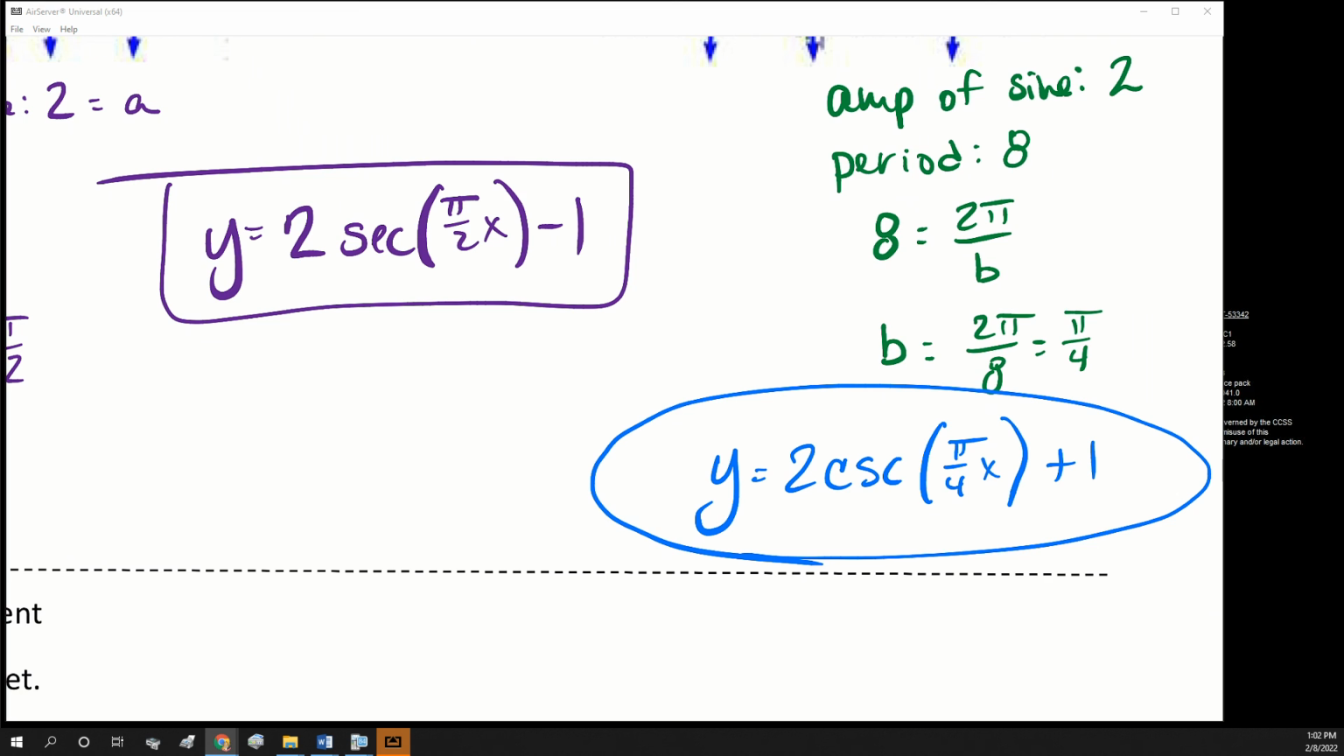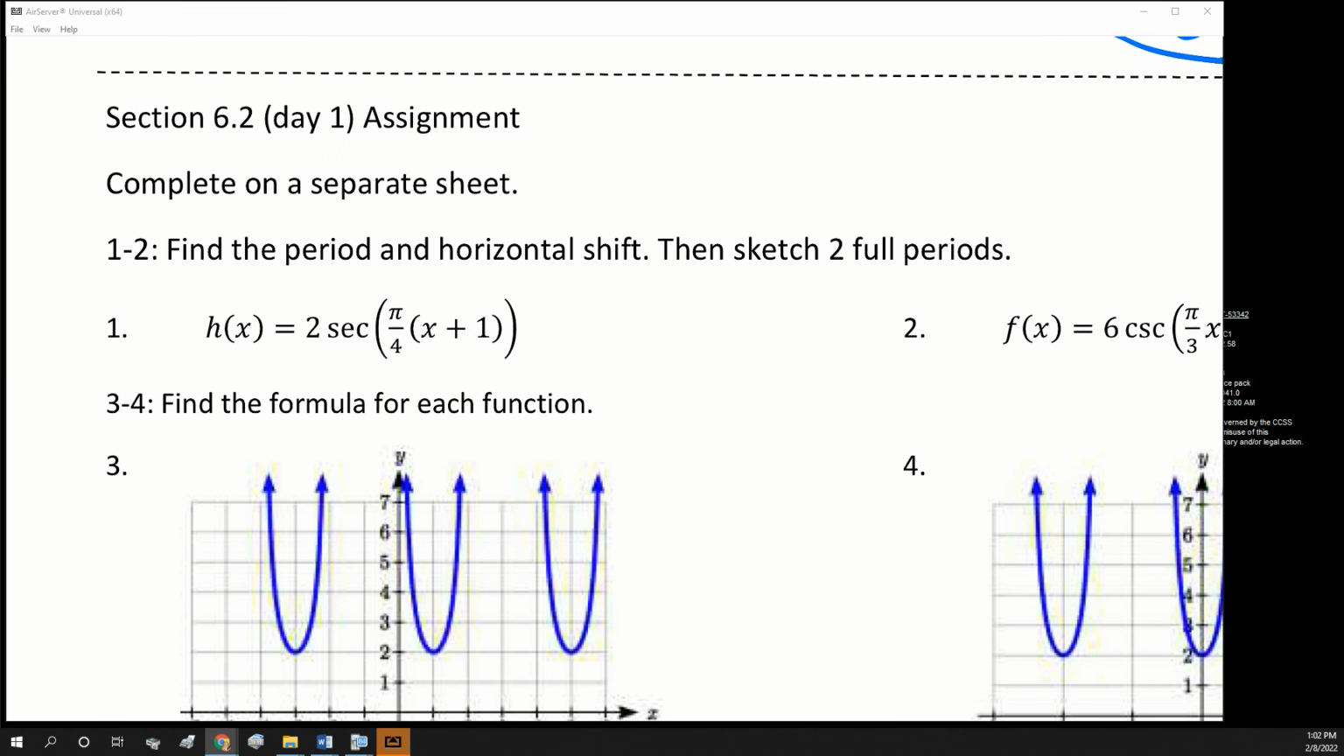All right. Any questions? Okay. So your assignment is just 4 problems down at the bottom. So 2 graphs and then 2 to write the equation.